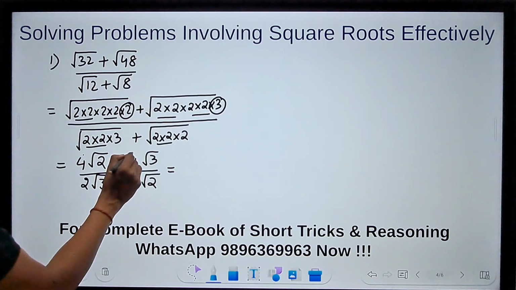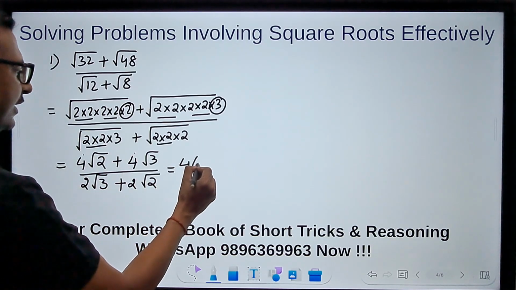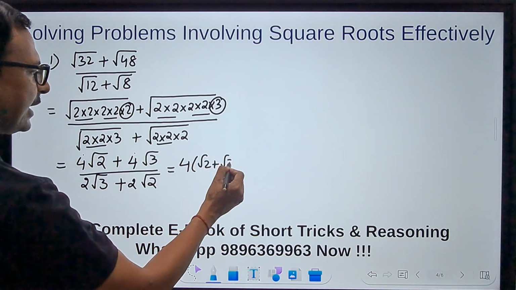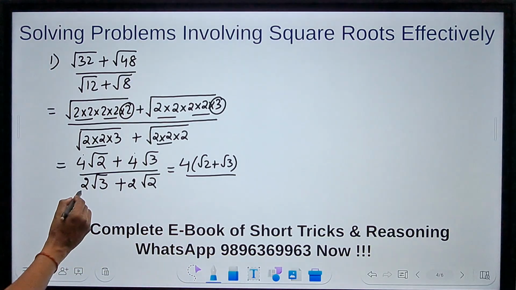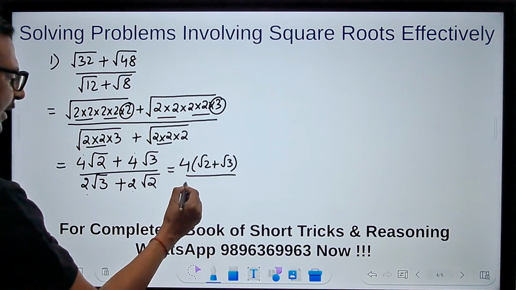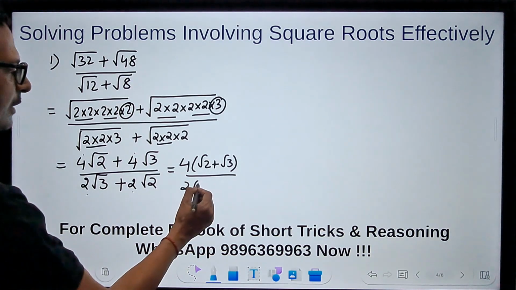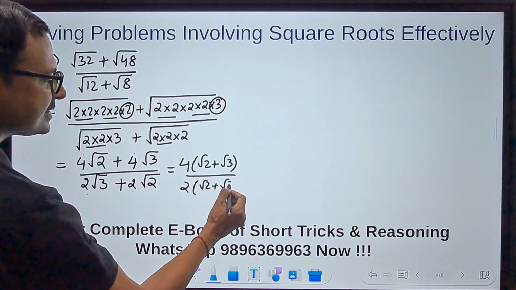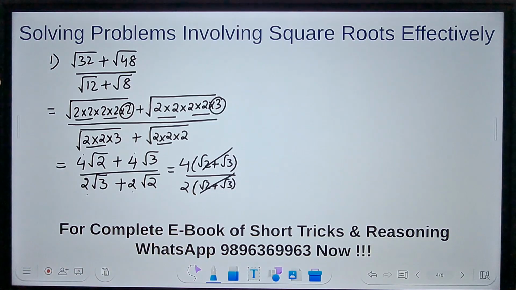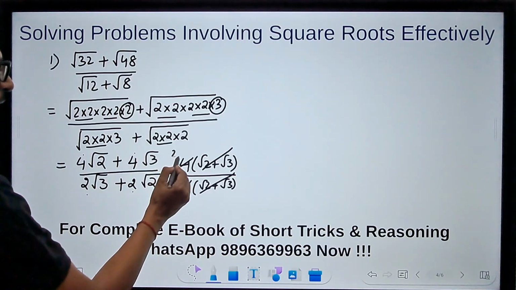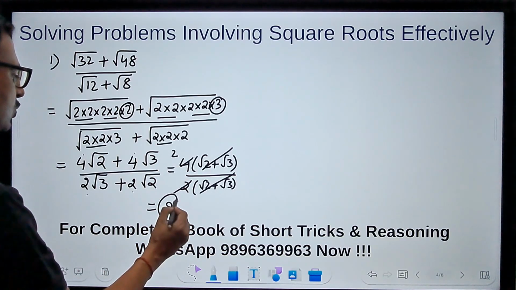Between this 4 and this 4, we have 4 as a common factor, so you have root 2 plus root 3 in the bracket. And likewise, between these two, you have 2 as the common factor, so root 2 plus root 3 or root 3 plus root 2 remains inside the bracket. So this factor cancels out and 2 cancels 4 two times, giving you the answer as 2.